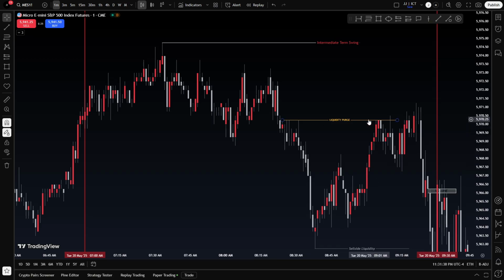Price comes up, purges it, but guess what? It struggles getting through it. So what does that tell us? It's not gonna go through here, and it's most definitely not gonna come up here.